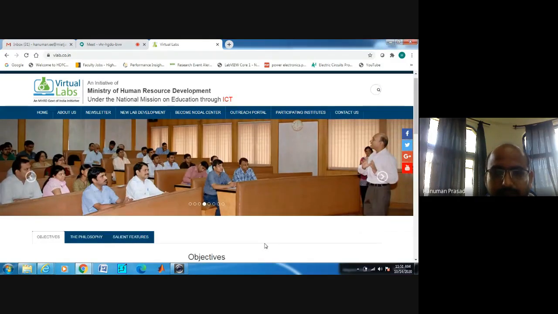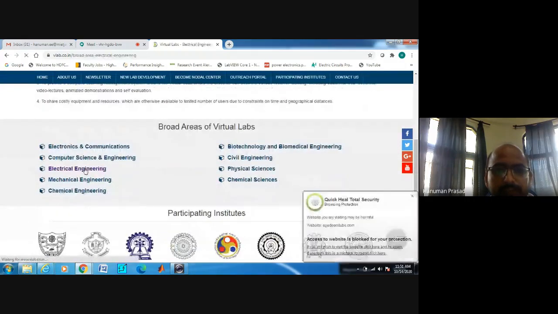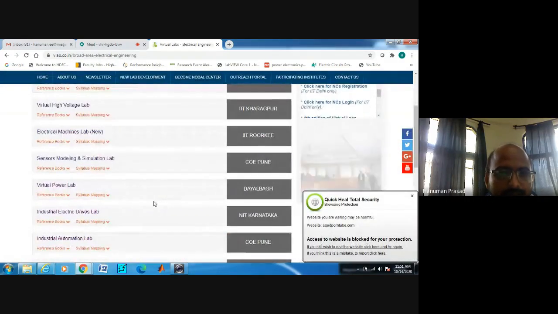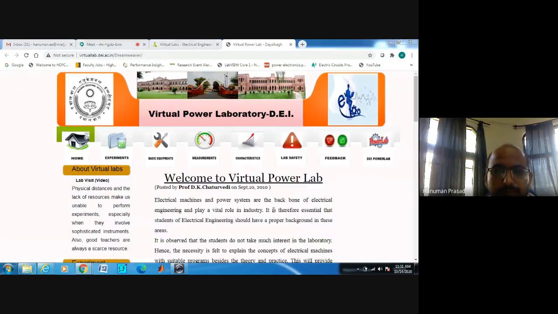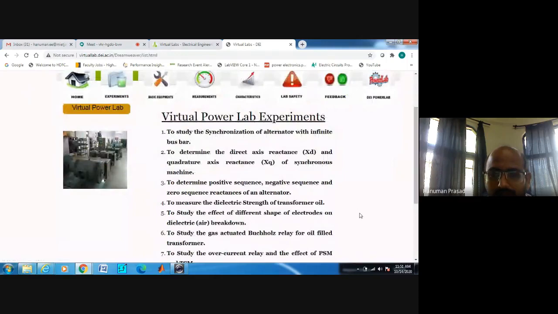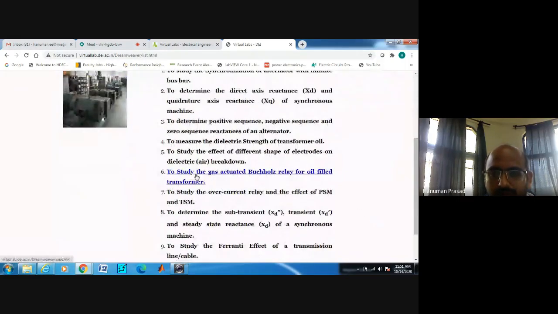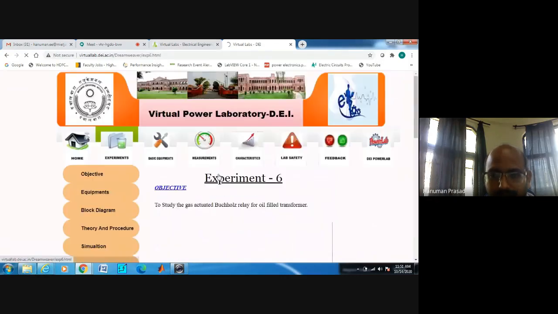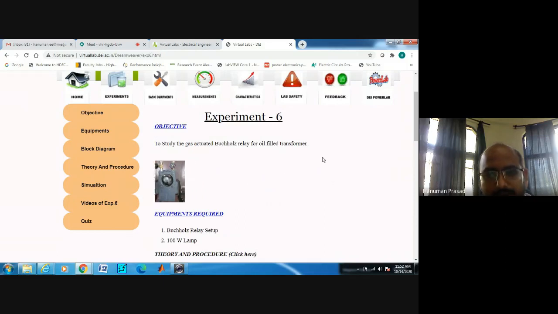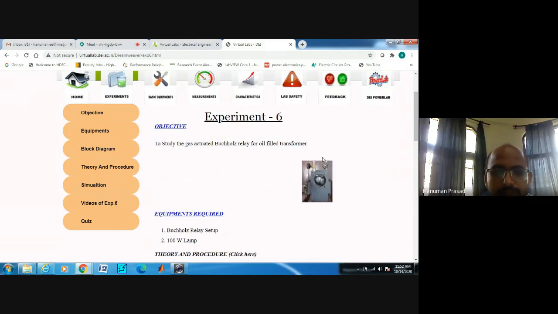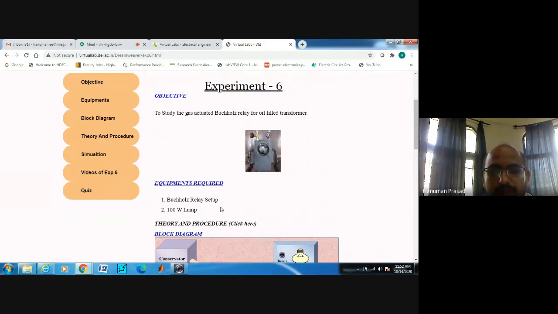So the next step is to go to electrical engineering, and then click on the virtual power labs. In virtual power labs, the experiment is to study the gas actuated Buchholz relay for oil filled transformers. The objective is to study the gas actuated Buchholz relay for oil filled transformers. Equipment required is the Buchholz relay setup and a 100-watt lamp.